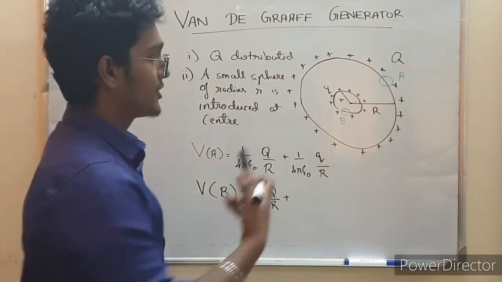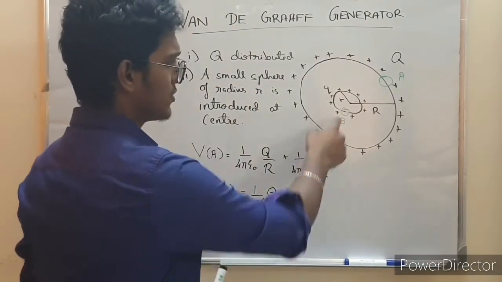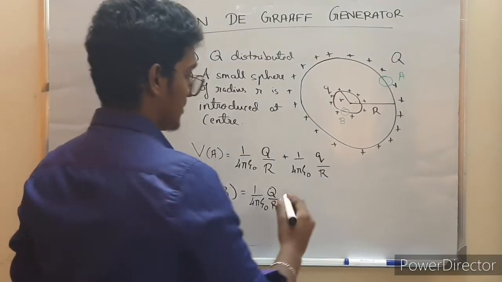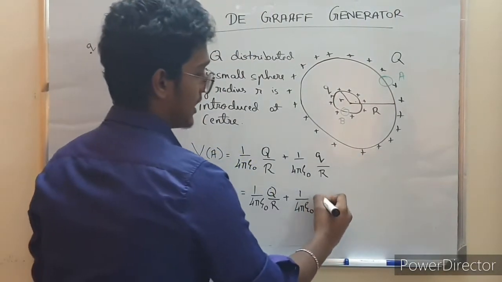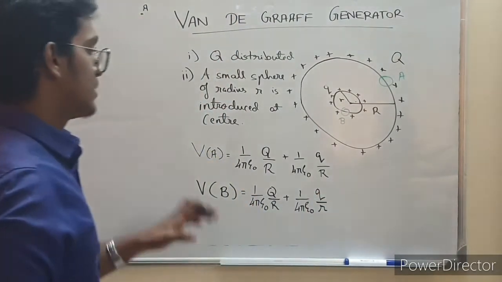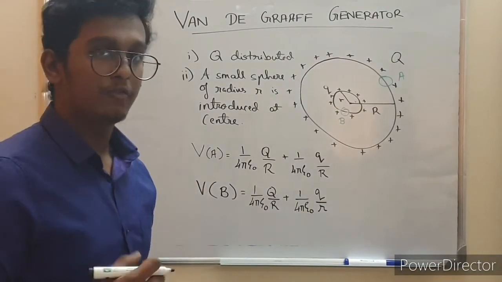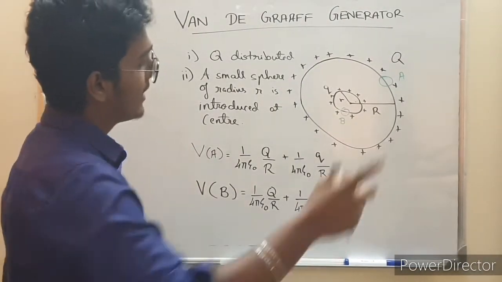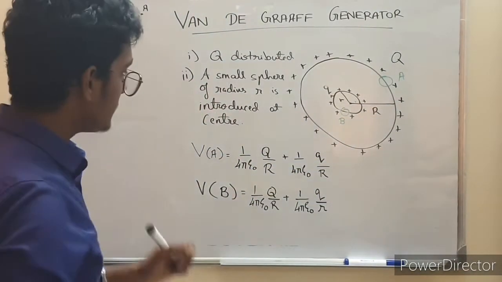And now the potential at B is also present because of the smaller sphere. So what's the potential at B due to the smaller charge q? It's 1 by 4 pi epsilon naught, small q divided by the radius small r. The purpose of finding these potentials is to find the difference between them, to find out whether the smaller sphere or the bigger sphere is at a higher potential.